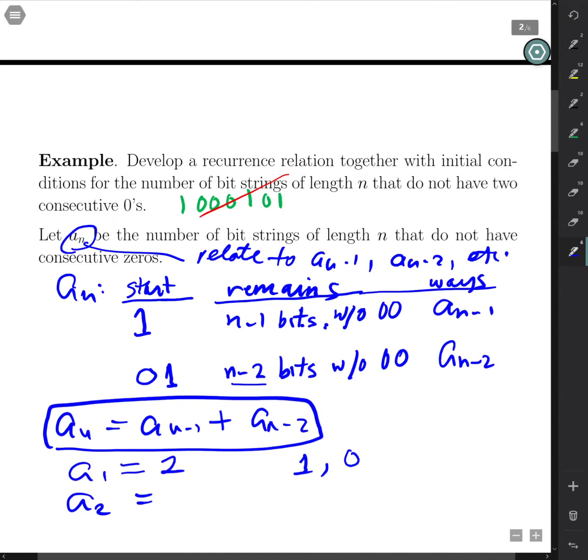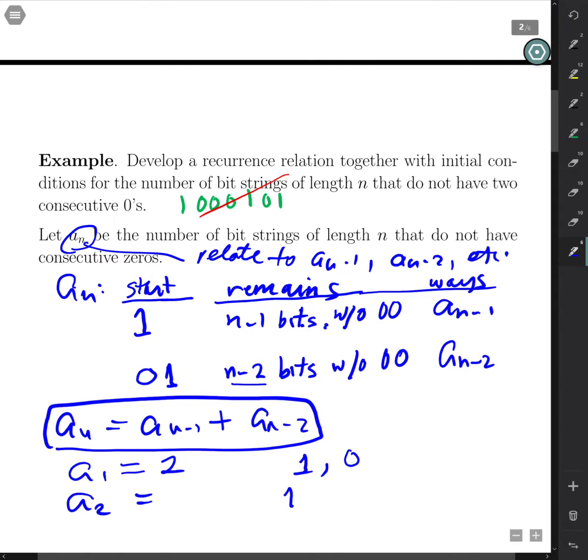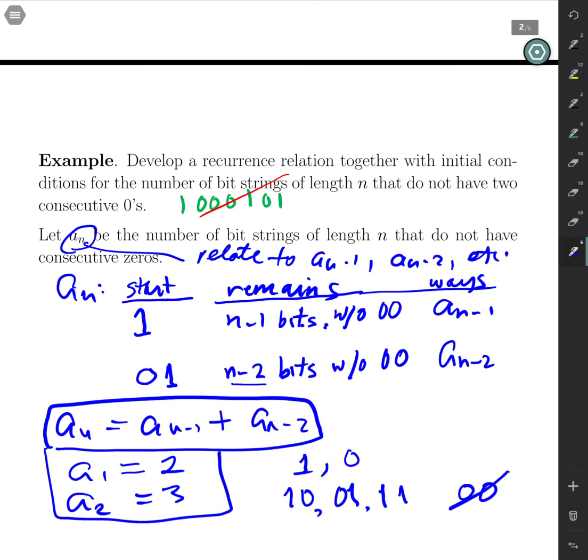A_2, the number of bit strings of length 2 that don't have consecutive zeros, well, I'll just list them. There's 1, 0, 0, 1, 1, 1, but I have to disallow 0, 0. There are 4 bit strings of length 2, 2 squared, but one of those is not going to be counted here, so we get 3 of them. So there it is. There's the whole setup there of the recurrence relation together with the initial conditions. We're going to do more of these in subsequent videos, but I'll go ahead and stop this one.